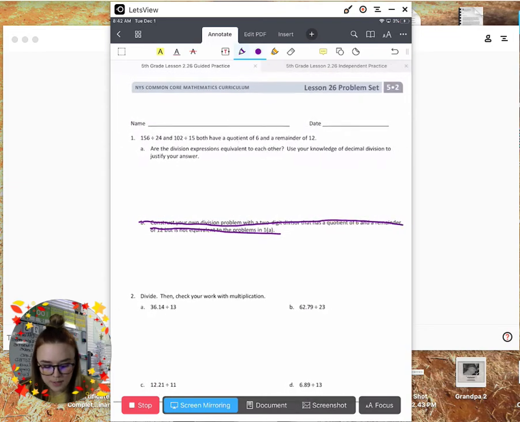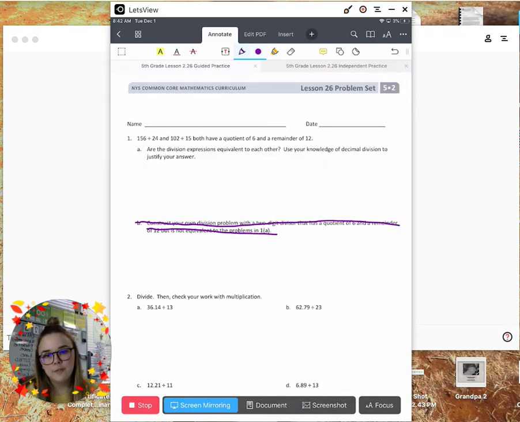So number 1 says 156 divided by 24 and 102 divided by 15 both have a quotient of 6 and a remainder of 12. And it's asking, are the division expressions equivalent to each other? So is the final answer going to be equivalent? It says to use your knowledge of decimal division to justify your answer.